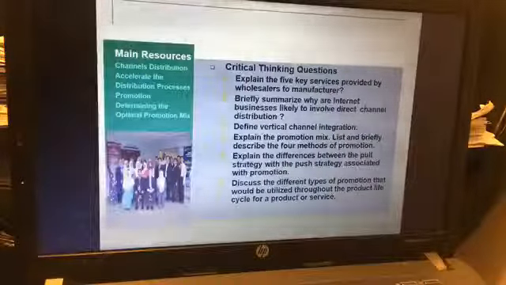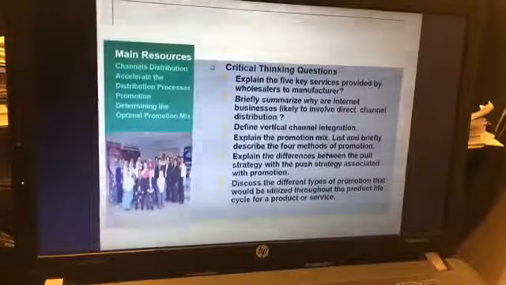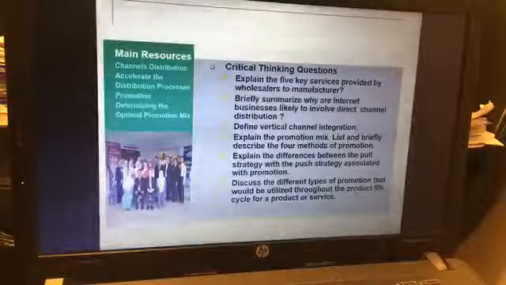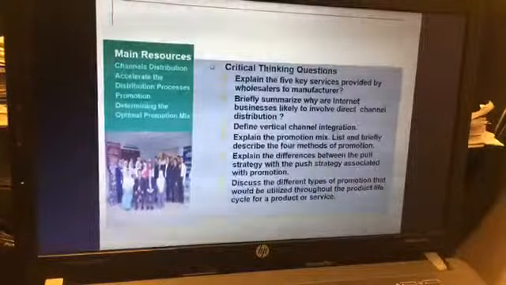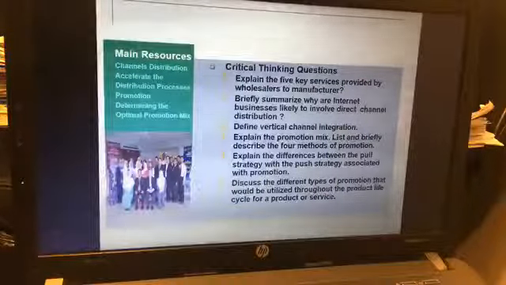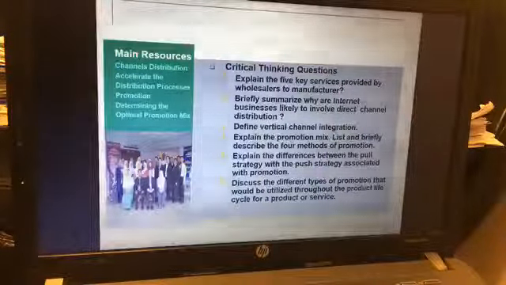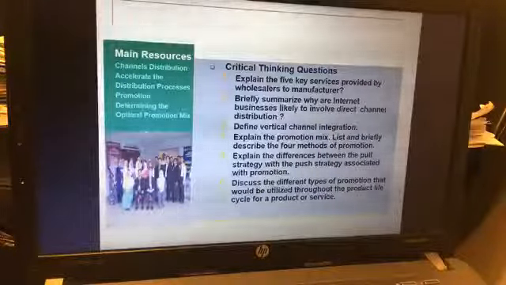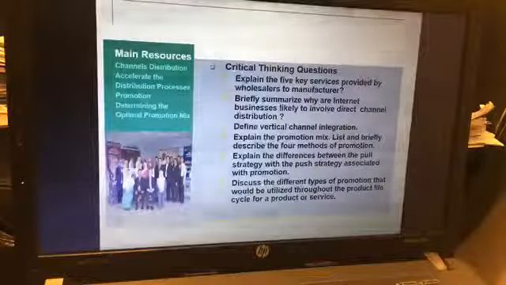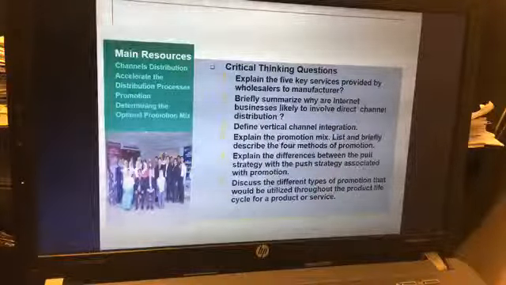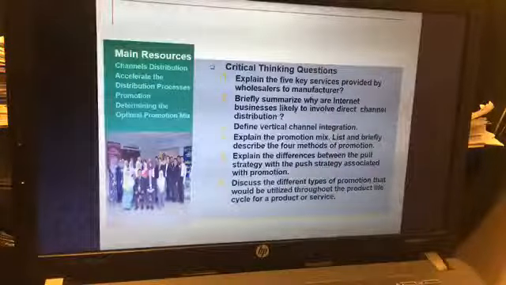And number 6, discuss the different types of promotion that would be used throughout the product life cycle for a product or service. For example, if you are in the introduction stage, what will be the best promotion mix? If you are in the growth stage, what will be the best promotion strategy? If you are in the maturity stage, what will be the best promotion strategy? And if you are in the declining stage, what will be the best promotion strategy that should be used by the company?